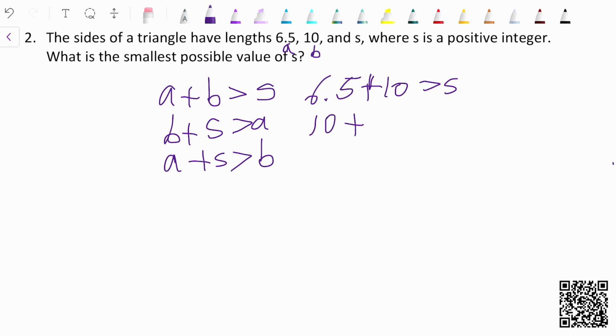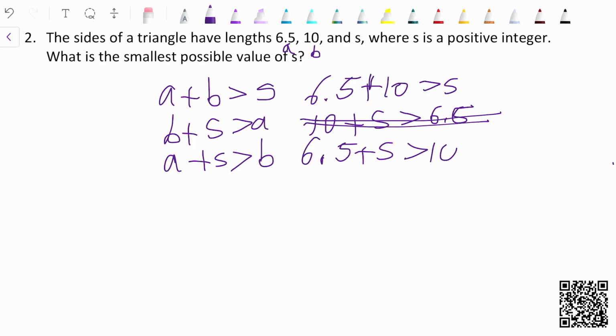10 plus s has to be greater than 6.5. This one is not really necessarily needed because 10 plus any number except a negative number would be greater than 6.5. However, since this is geometry and it's the sides of a triangle, it technically cannot be negative, or I don't know, it would like disappear from reality or something. So this equation is not really needed. And a plus s has to be greater than b. So 6.5 plus s has to be greater than 10.